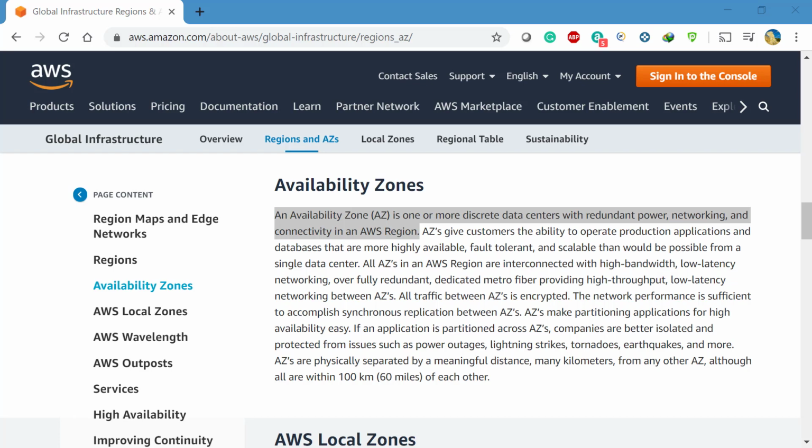This means that, suppose this is the data center region. Now this region is an area which is not a specific part. Suppose this is availability zone 1, this is availability zone 2, and this is availability zone 3.